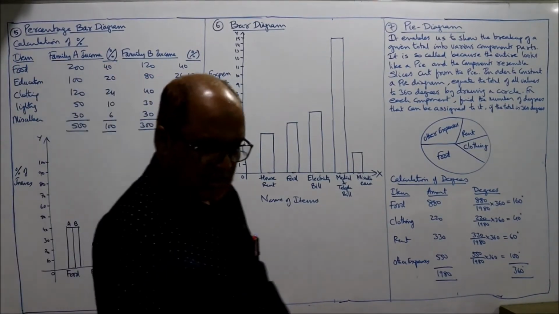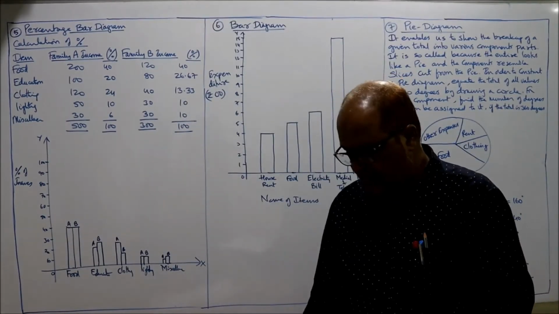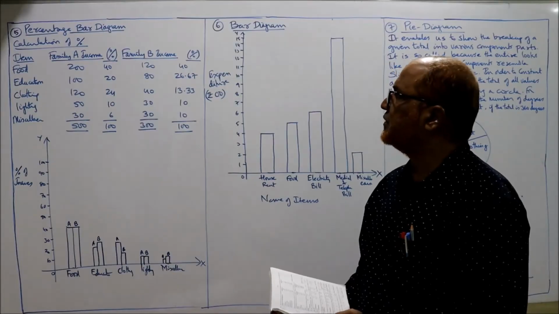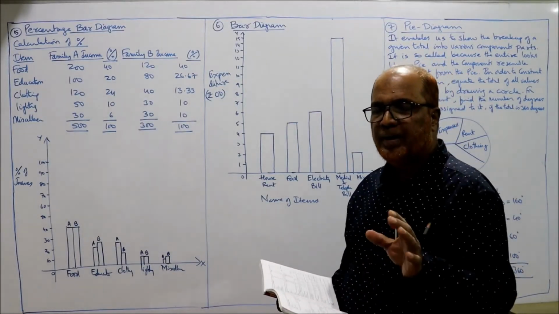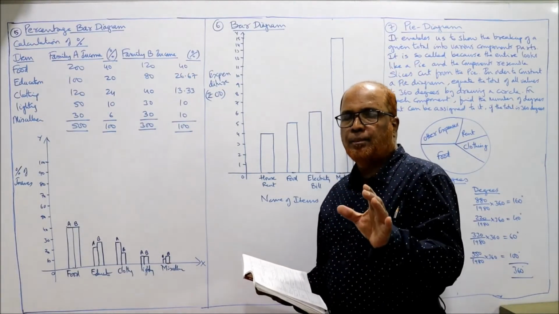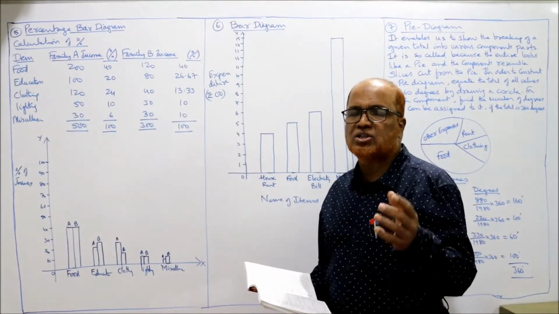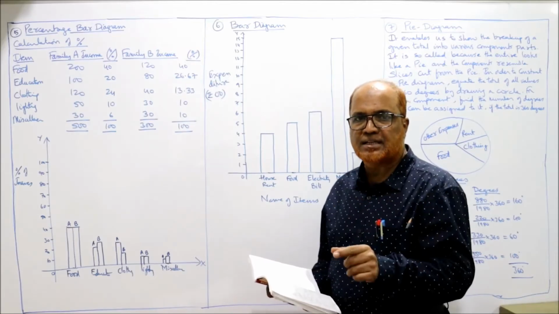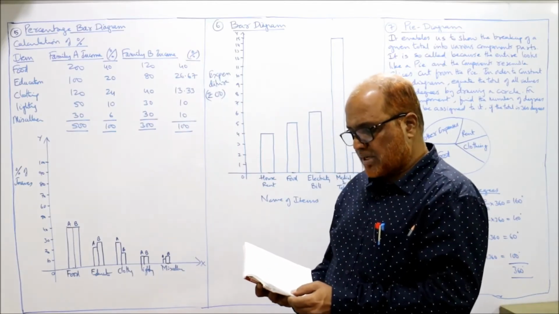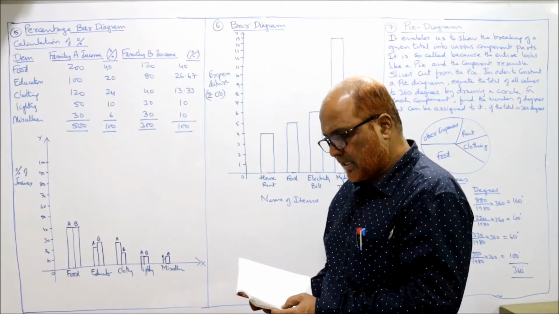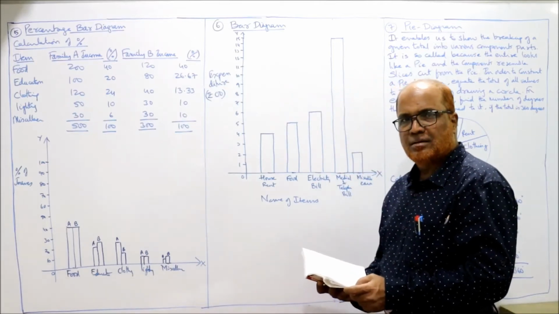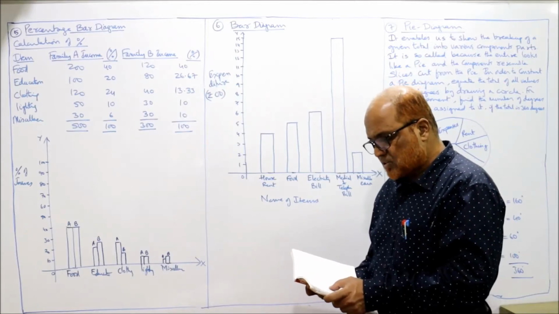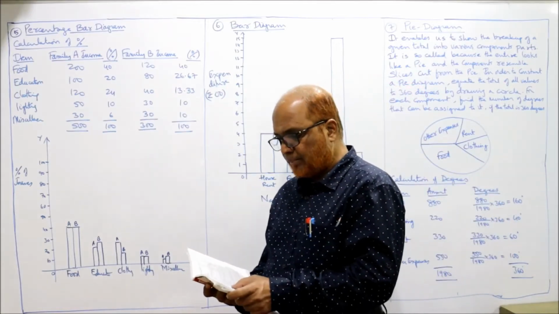Now we'll start problem number 5. See the 5th problem. Represent the following data by percentage bar diagram. We have to find out the percentage and prepare the percentage bar diagram. In a percentage bar diagram, we convert all the values into percentages and present that in the diagram. Here the items are given: food, education, clothing, lighting, miscellaneous. These items we are going to take on the x-axis. On the y-axis we are given family A and family B.